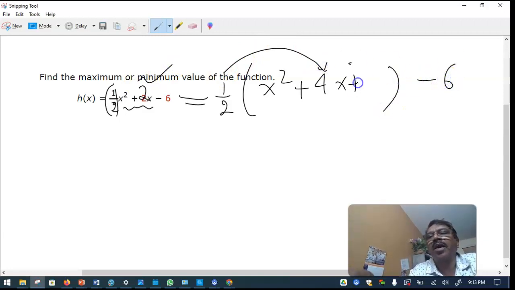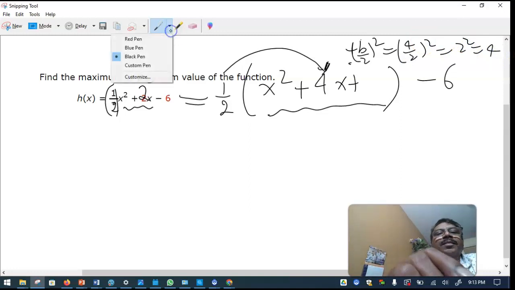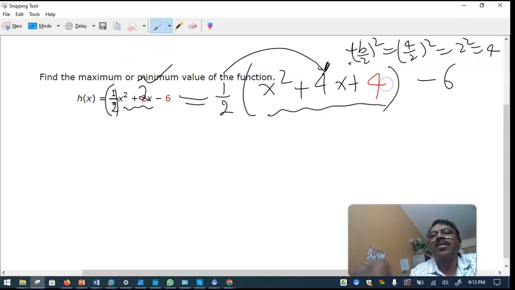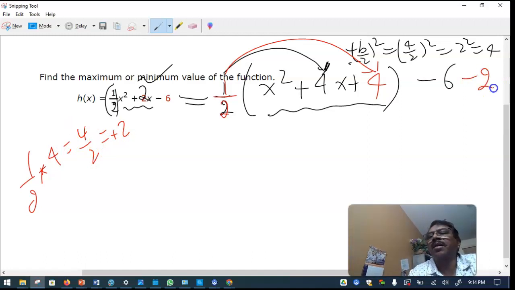So the question is, what do we add to make this a perfect square? You can see the b here is 4. So b over 2 the whole square, that is 4 over 2 the whole square, which is 2 squared, and you get 4. So you just add 4. But you're not just adding 4, you're actually adding half of 4, because there's a half outside, and half of 4 is 2. So it's like you are adding plus 2, so you have to also balance by subtracting 2.